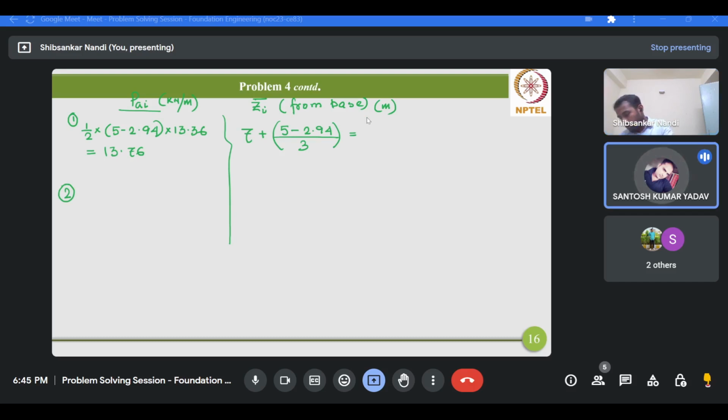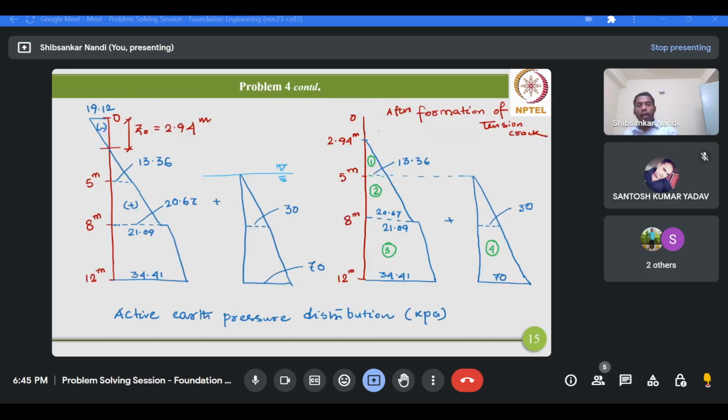And the second value is 0.68. Sorry, 7.69. You have to add this 7, na? So the CG you have calculated, then you have to add the 7.